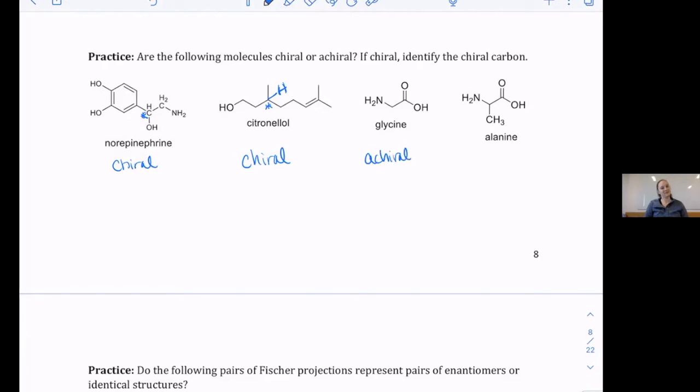So I told you guys a little bit earlier that the reason we talk about chirality is because it's in nature. And I just said this is an amino acid. However, this is the only achiral amino acid that there is. And then the last one is alanine, which is also an amino acid that we'll be learning about. We have 3 carbons here. And if we look, this carbon right here has 4 different groups on it, therefore it is chiral.